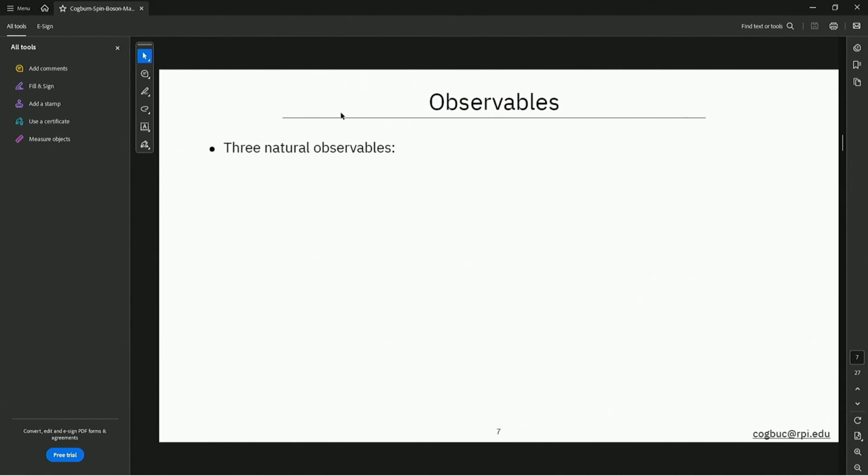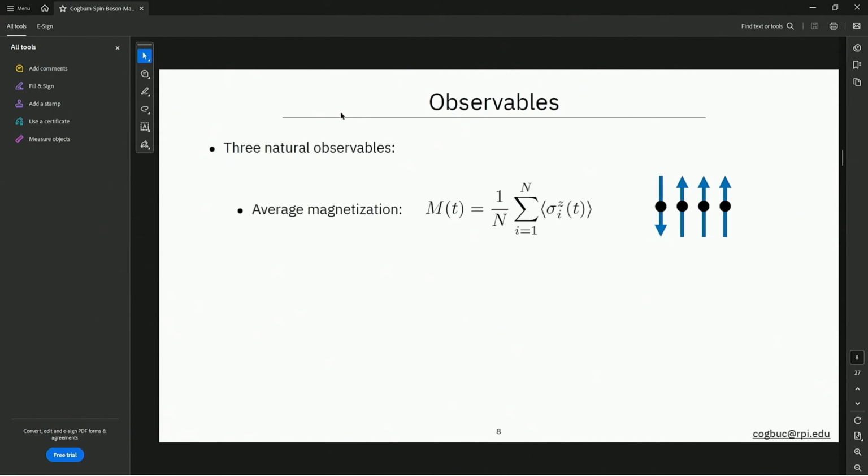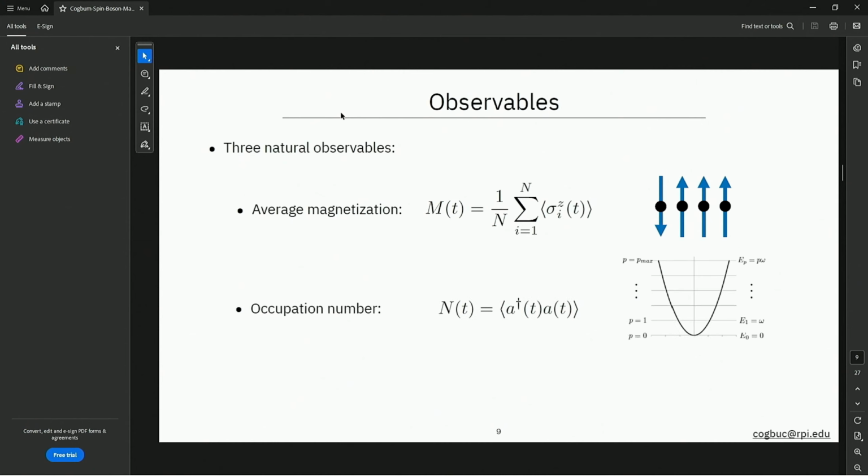Okay. So there are three natural observables to this model. The first is just looking at the spins, such as their average magnetization. Another one is looking at the occupation number of the bosonic modes. That's just the average occupation number of the bosons. And the final one is we can, of course, look at correlators, the correlation between two spins in this model.